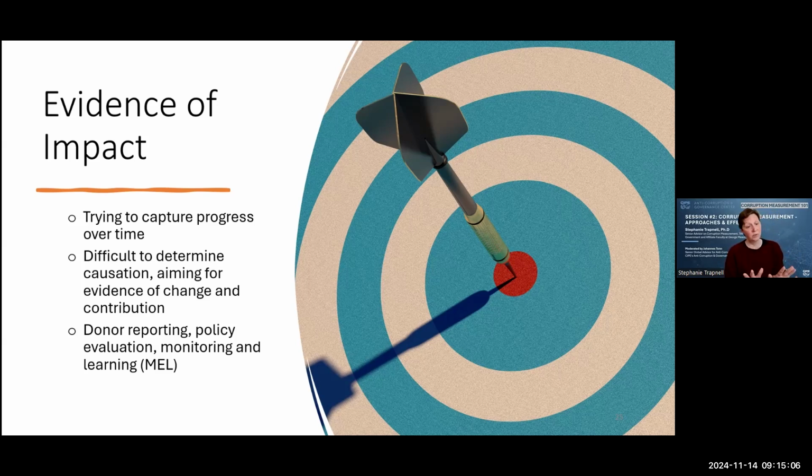It's difficult to determine causation, as we all know. We're aiming for evidence of change and contribution unless you are doing a very clear impact evaluation, and that's not what I'm talking about. What I'm talking about is corruption measurement, anti-corruption measurement, risk indicators that capture information, and maybe they can also be used to capture progress or evidence of impact.